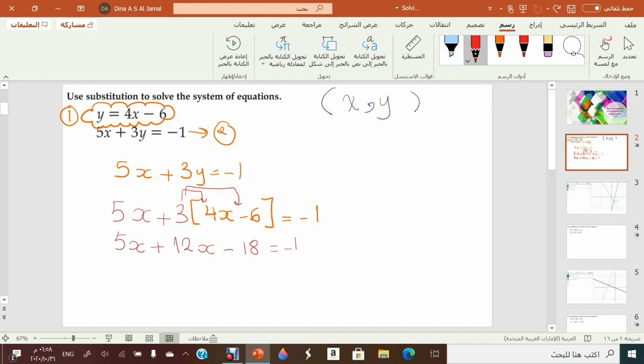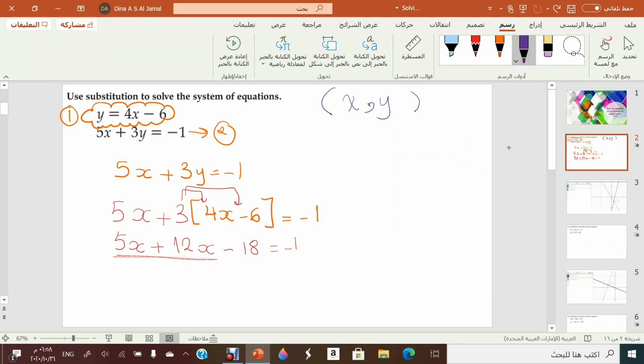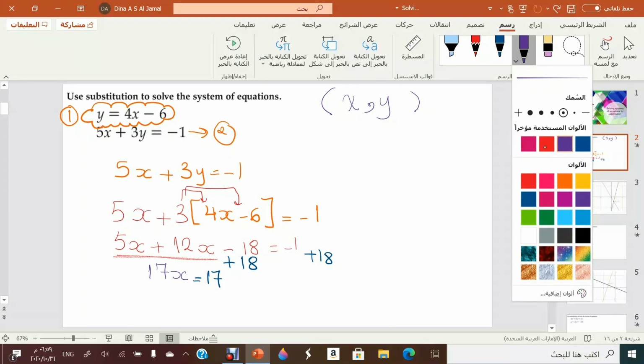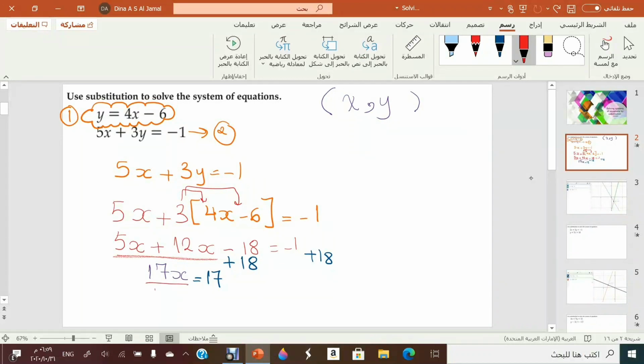Now pay attention to the like terms. You need to put the like terms next to each other. And because you need to solve an equation, let's move minus 18 to the other side, plus 18. This will give you 17x. Now you have a one-step equation. Divide by 17, divide by 17. You will have x as 1.